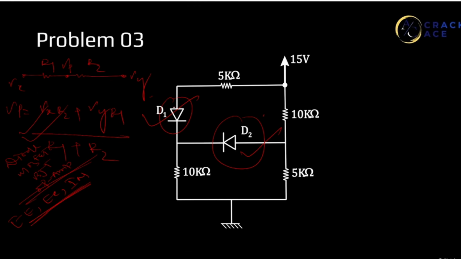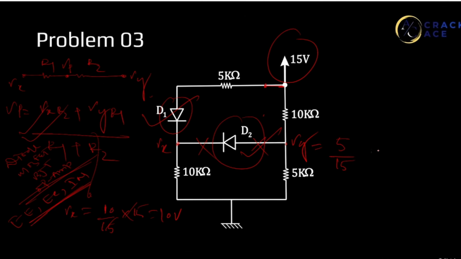Okay. So assuming D1 to be on and D2 to be off, let's put a cross mark here and name this node Vx and this node Vy. Let's calculate Vx. Using this formula, Vx is 10 by 15 times 15 volt, where the node voltage after 15 is 15 volt. This is 10. Similarly, Vy is, this is the reference, 5 divided by 15 times 15. This is 5.